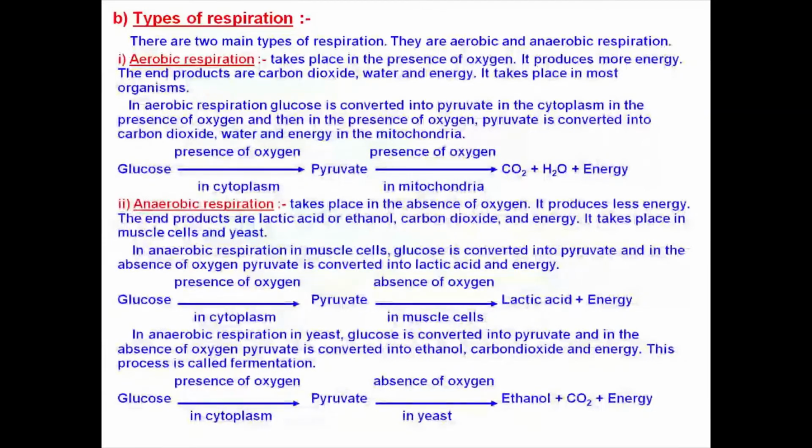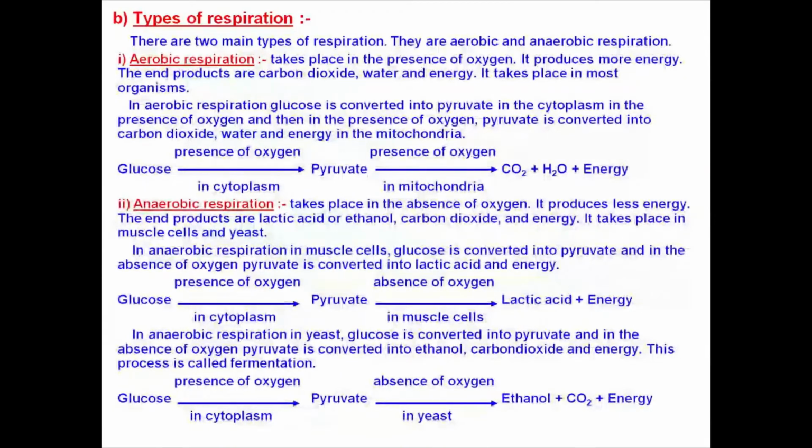In anaerobic respiration, in muscle cells, glucose is converted into pyruvate, and then in the absence of oxygen, that means that there is a deficiency of oxygen, pyruvate is converted into lactic acid. Glucose in the presence of oxygen in cytoplasm, pyruvate in the absence of oxygen in muscle cells, lactic acid plus energy.